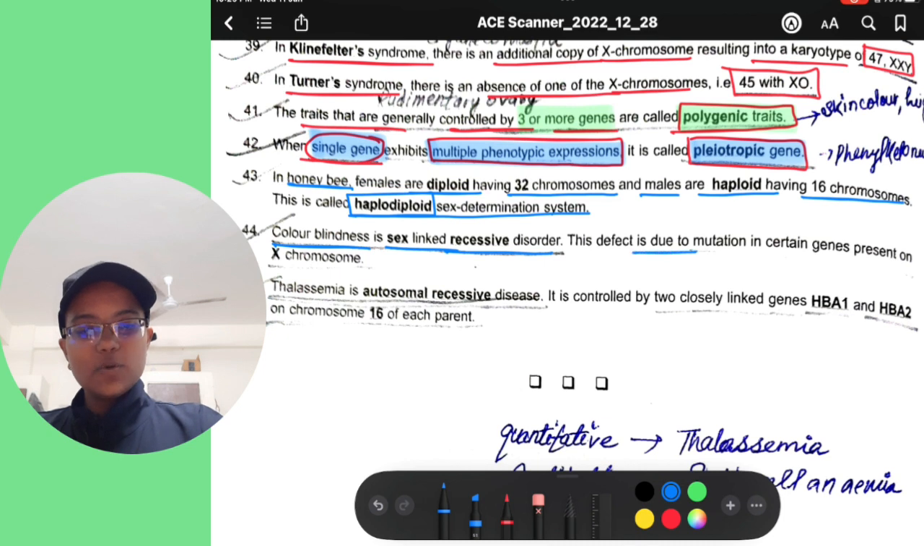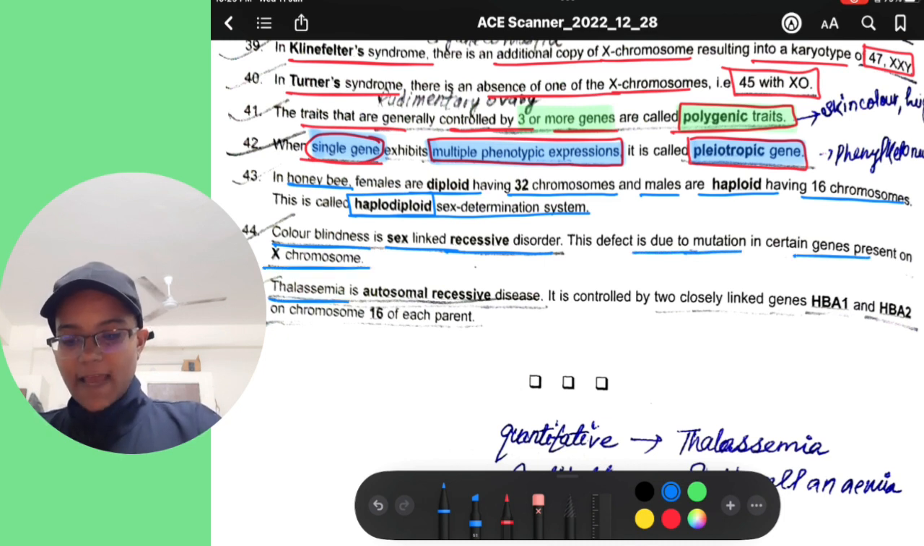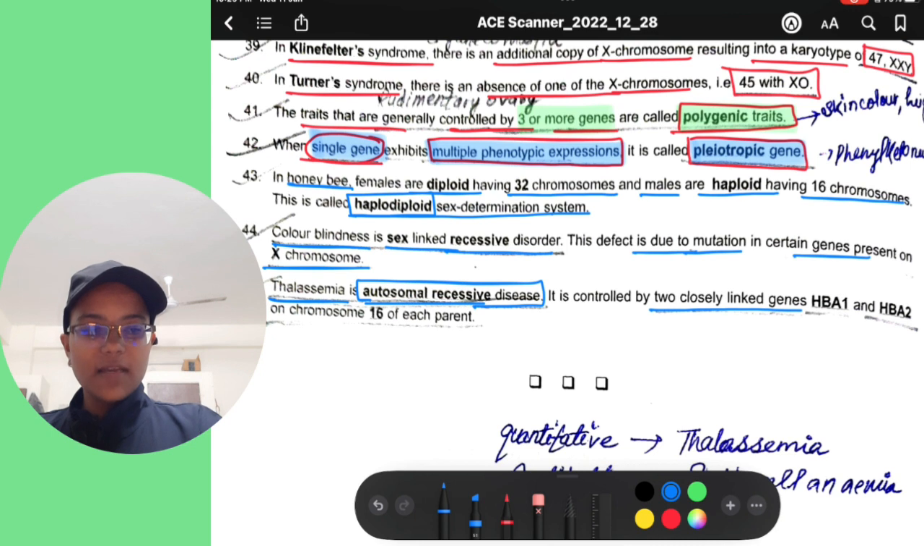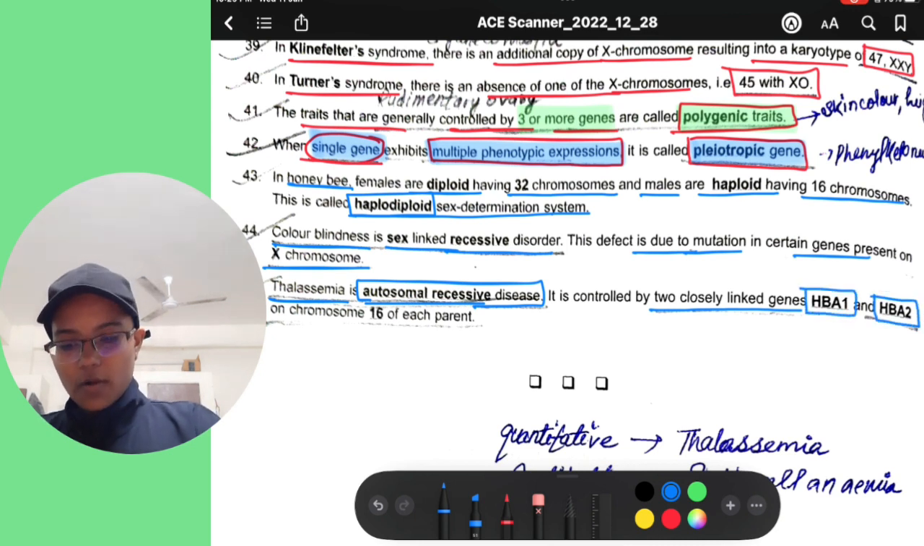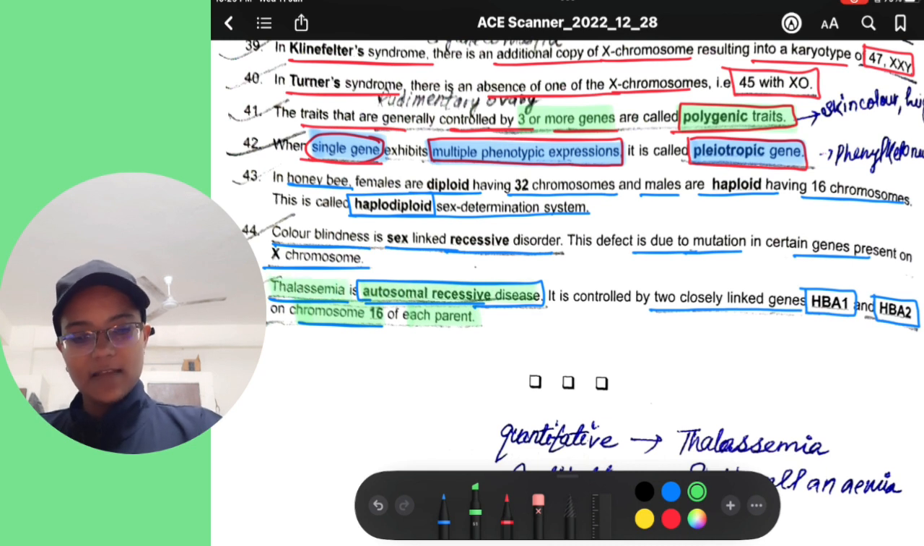This defect is due to mutation in certain genes present on the X chromosome. Thalassemia is an autosomal recessive disease. It is controlled by two closely linked genes called HBA1 and HBA2 on chromosome number 16 on each parent. Autosomal recessive disease thalassemia, and the genes are HBA1 and HBA2.